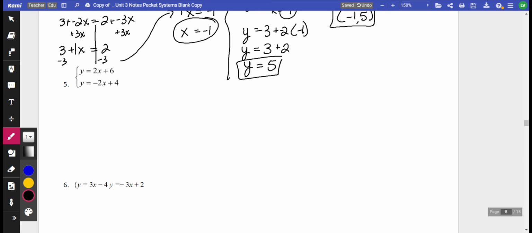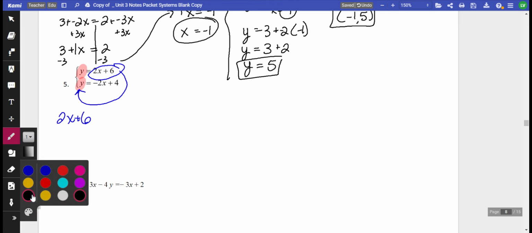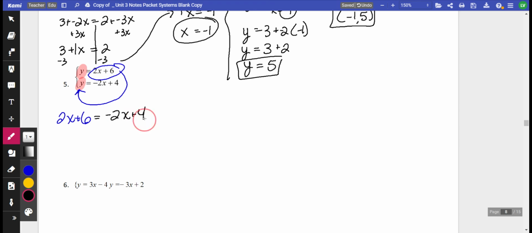Problem number 5. Y equals 2x plus 6, and y equals negative 2x plus 4. You'll notice that the first equation has the y isolated, as well as the second equation. So I'm going to take this 2x plus 6 and plug it in for y. So 2x plus 6 equals negative 2x plus 4. I'm going to change the color of my right side of the equation, just to indicate that it is my second equation.